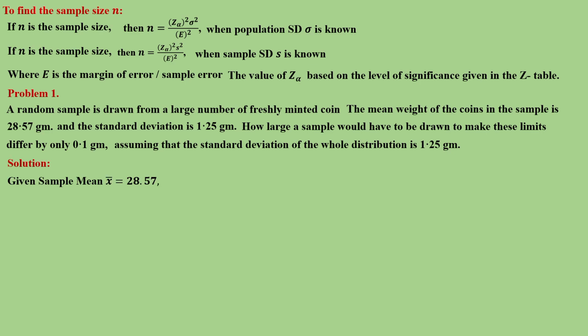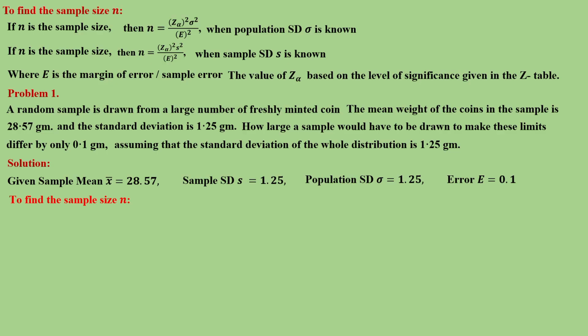We'll see the solution. Given: the mean weight of the coins in the sample is 28.57, so the sample mean x bar is equal to 28.57. Sample standard deviation small s is 1.25. The standard deviation of the whole distribution is 1.25, so the population standard deviation is also 1.25. Then the error: to make these limits differ by only 0.1 gram, so the error E is 0.1.